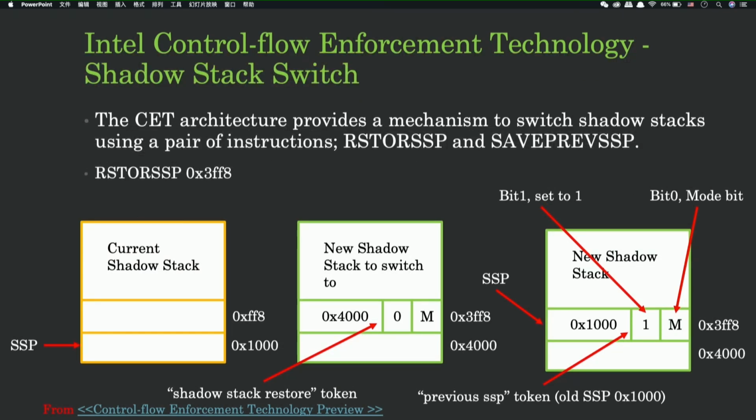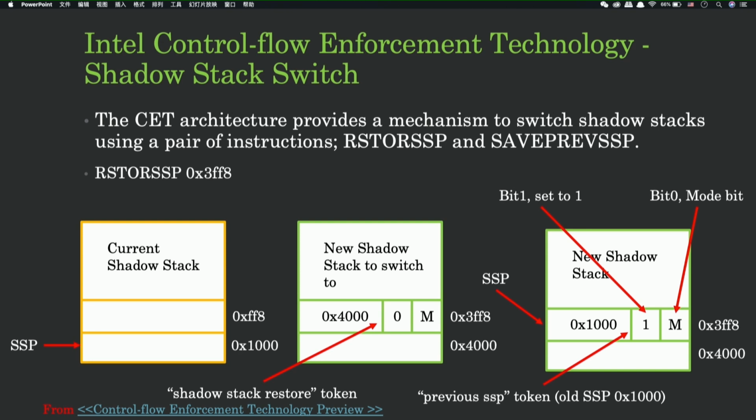We just described a little bit of the shadow stack switch. This is a very interesting operation, as we know, because we need to switch back and forth between different shadow stacks, because different processes and tasks are running. So this is how it is done through the current shadow stack and the new shadow stack.